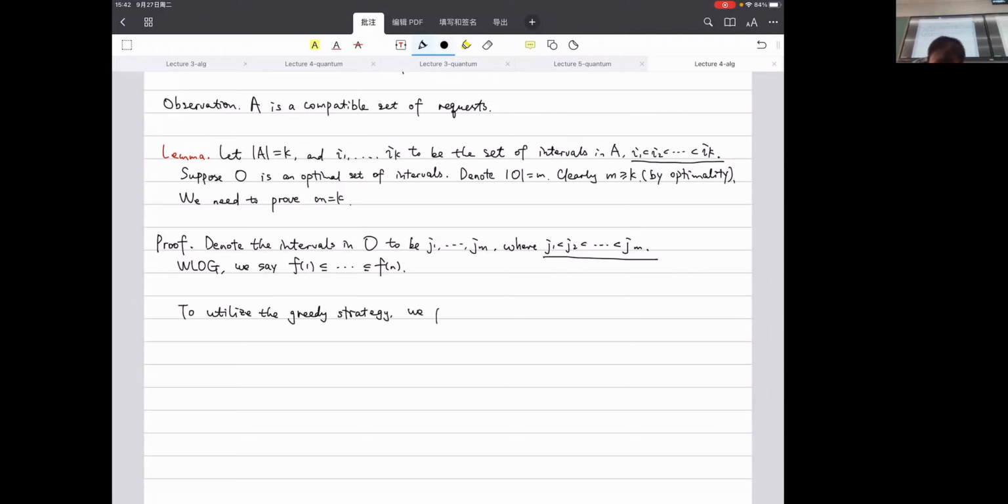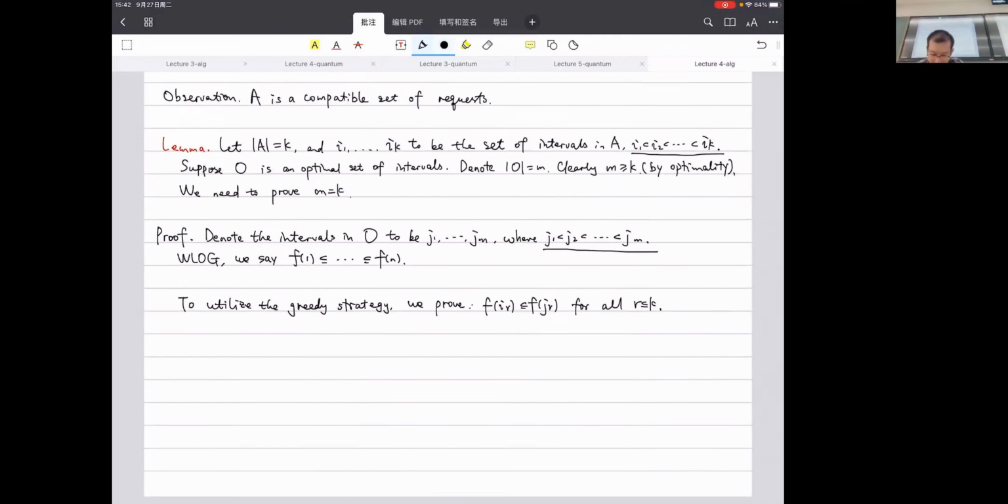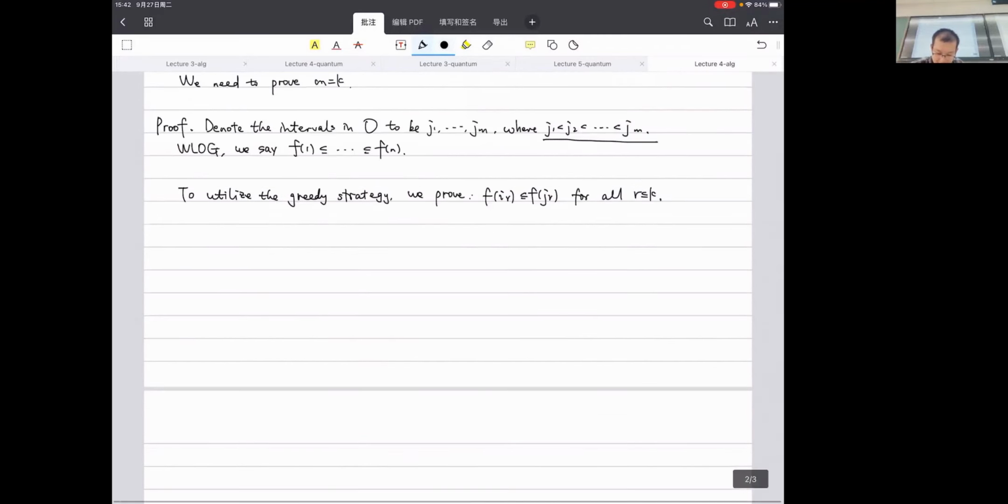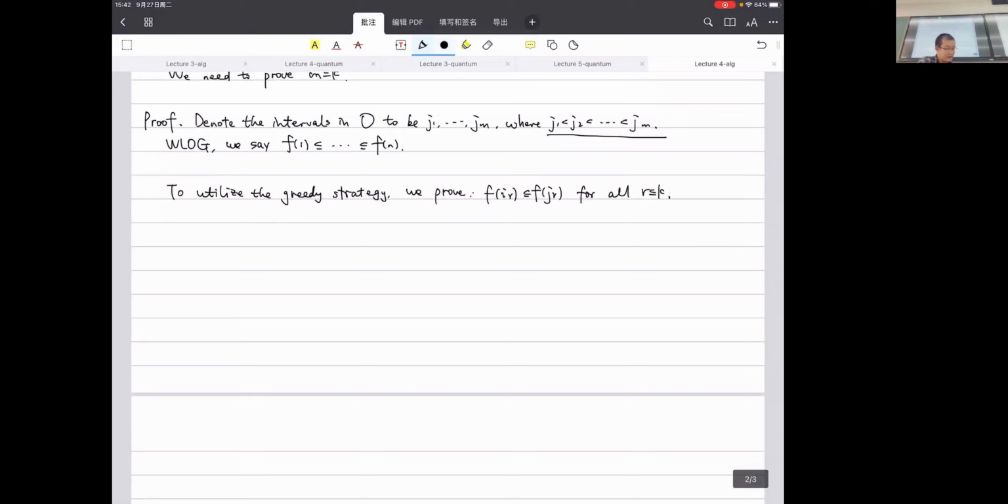So we prove that the finishing time, for an arbitrary rth event, for all r smaller than or equal to K, for the rth event, the finishing time of the ith event is smaller than that of the jth event. So let's actually prove this. We prove this by induction.